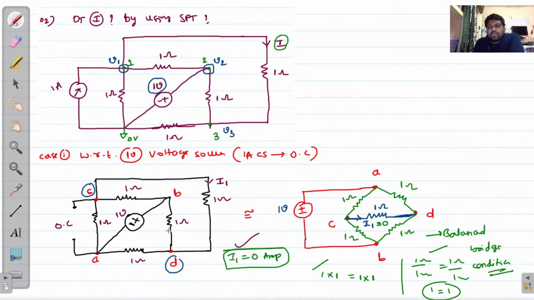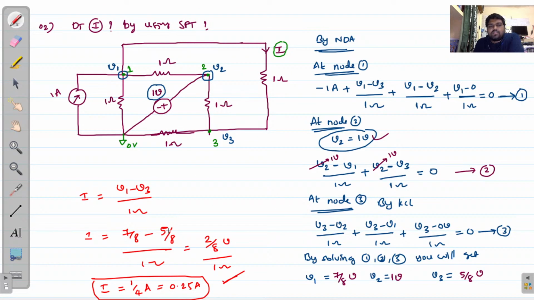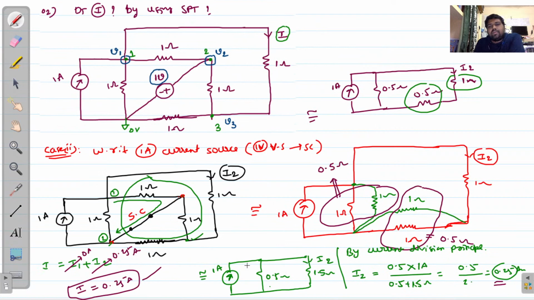Whatever method you prefer, you will get the same answer. Here I am using the nodal analysis approach. By nodal analysis I am getting 0.25, and for the same circuit you can apply mesh analysis also. While applying mesh analysis you will get the same amount of current, and by applying the superposition theorem also you get the same amount of current. But this one is somewhat an easier method compared to nodal analysis. Here I am writing all these connections.